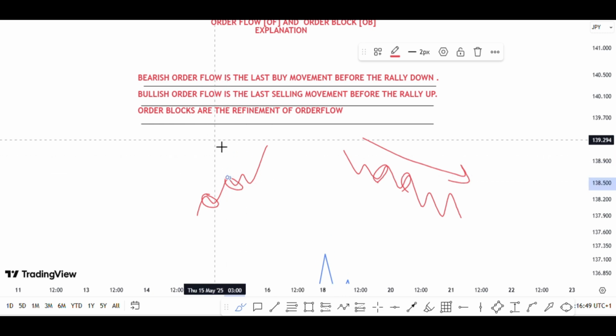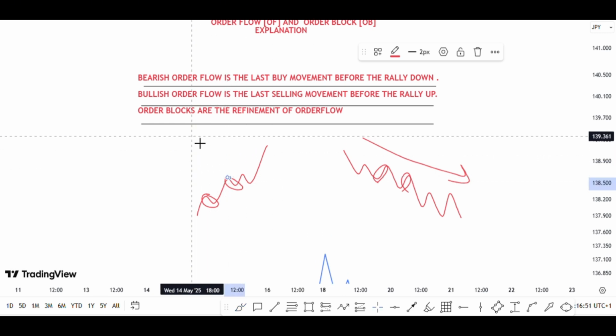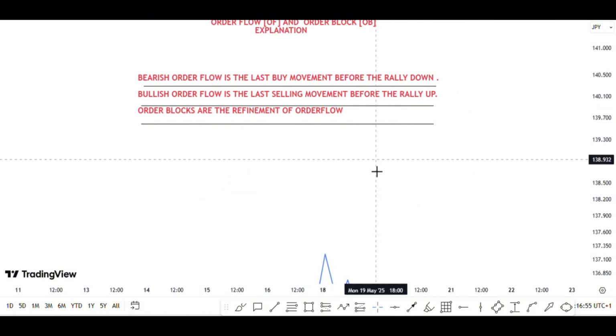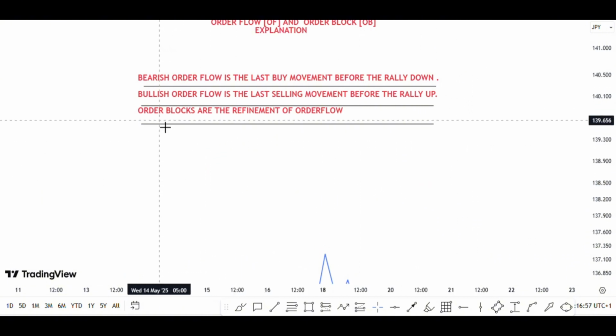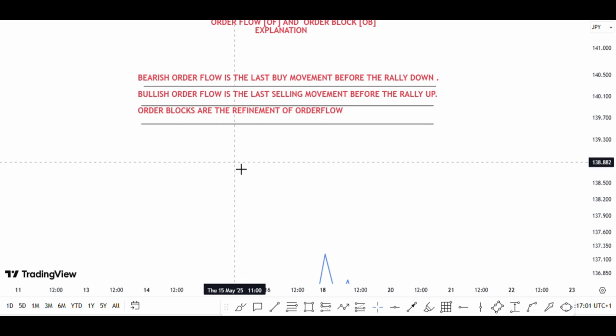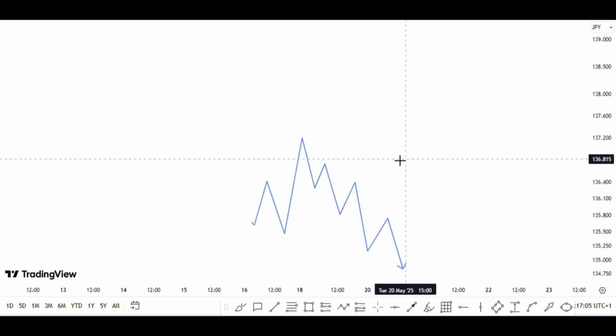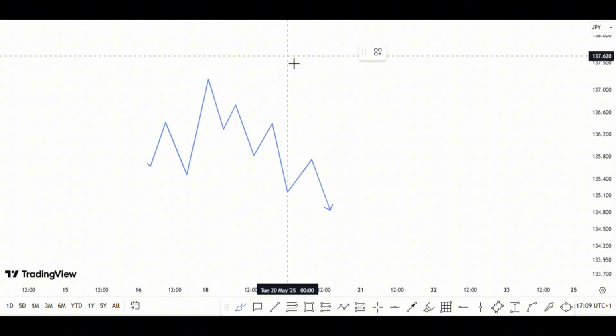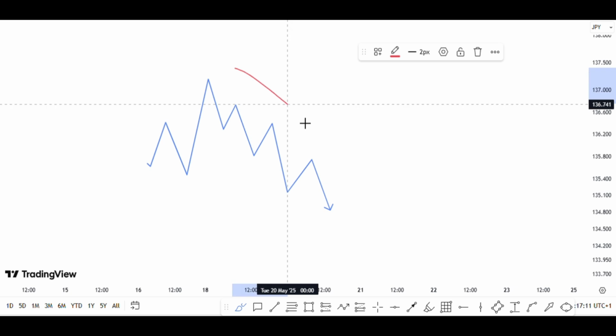I will explain it in the diagram, and I'll try my best to make sure that you guys are able to comprehend. Then the order blocks are the refinements of the order flow, which means that we find the order block inside the order flow. So let's dive into it. Let's say we are talking about the bearish movements. Now the market is bearish, as you can see.